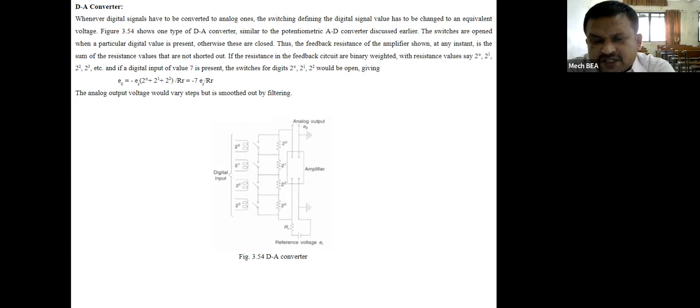If the resistances in the feedback circuit are binary weighted with resistance values, say 2 raised to 0, 2 raised to 1, 2 raised to 2, 2 raised to 3, and if a digital input of value 7 is present, the switches for digits 2 raised to 0, 2 raised to 1, 2 raised to 2 would be open, giving E0 equal to minus ER into (2 raised to 0 plus 2 raised to 1 plus 2 raised to 2) divided by capital R, which is equal to minus 7 small e divided by capital R. The analog output voltage would vary in steps, but is smoothed out by filtering.